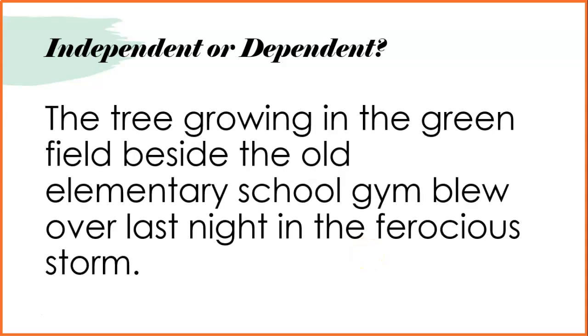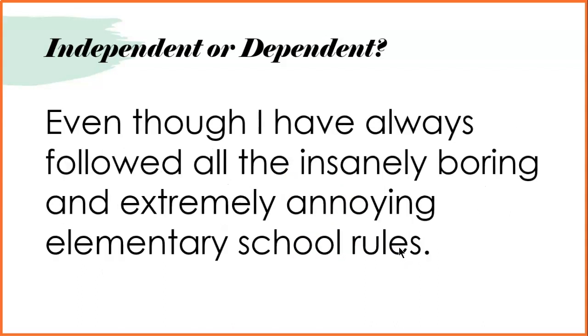The tree growing in the green field beside the old elementary school gym blew over last night in the ferocious storm. Wow, that's a lot of information, but if I simplify this, the tree that's beside the old gym blew over last night when there was a storm. It sounds like I have all my information. I don't see a subordinating conjunction. I don't see a word that lets me know I'm missing information. So this one is independent.